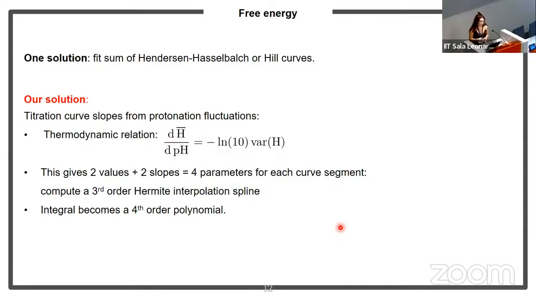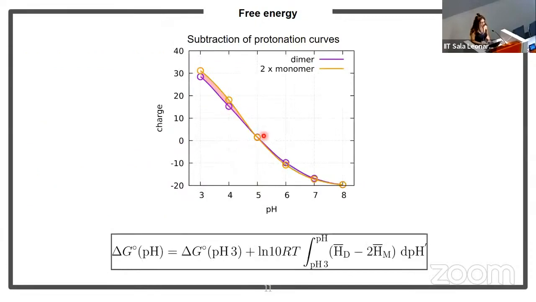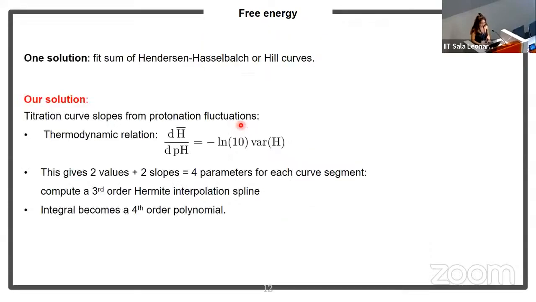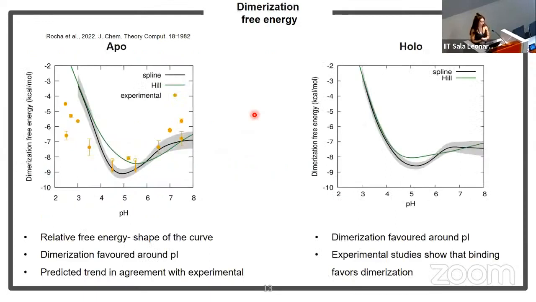So our solution was instead to use the slopes from the titration curves, using the protonation fluctuations through this thermodynamic relation. Basically, for each curve segment, we can obtain two slopes and we have two points, so we have four parameters that can be computed in a third order Hermite interpolation spline, and with this we'll have an integral that becomes a fourth order polynomial. We have here the dimerization free energy for the apo and holo forms.